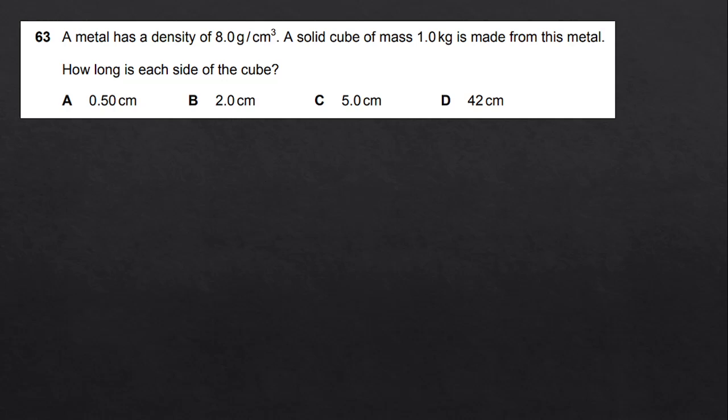Question 63. A metal has a density of 8.0 gram per cm cube. A solid cube of mass 1 kg is made from this metal. How long is each side of the cube?